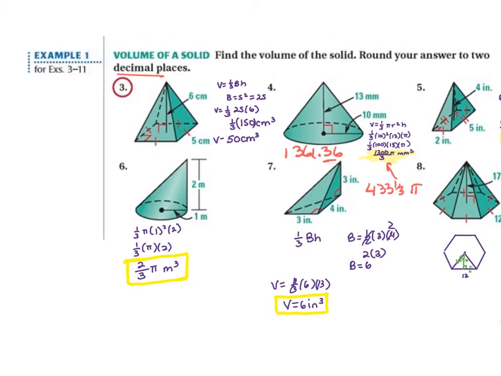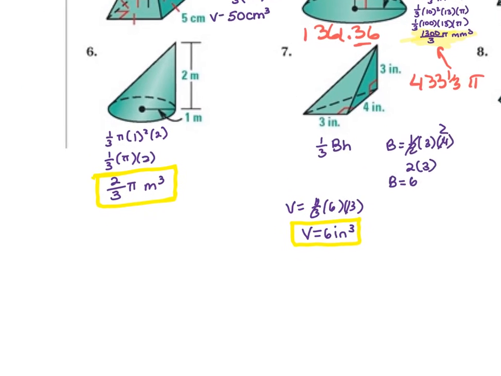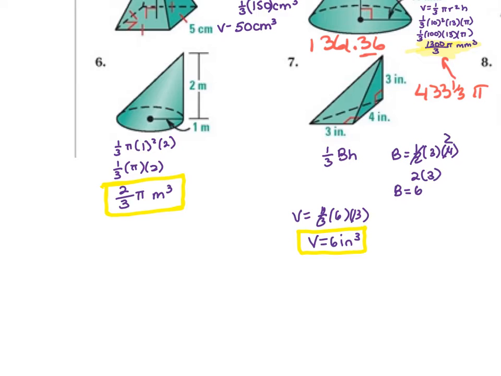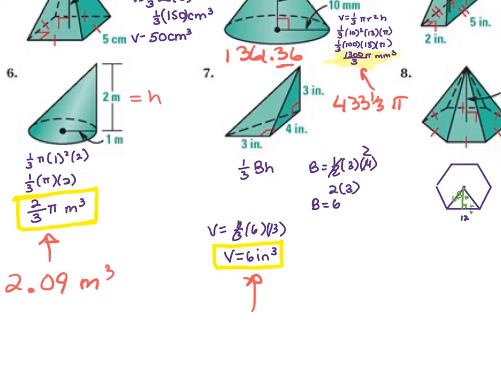For number 6, I'll show you 6 and 7 at the same time. So for number 6, it looks like it's slanted, like it's oblique. So this is the height of the cone. And again, if we were to multiply this, 2/3 times pi, that is going to give us 2.09 meters cubed, rounded to 2 decimal places. Number 7, we don't need to round. It's just going to be 6 inches cubed. Any questions on 6 or 7? Okay, let's go over here to 8.